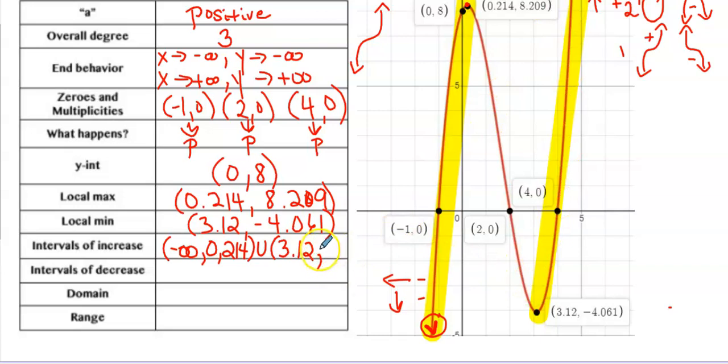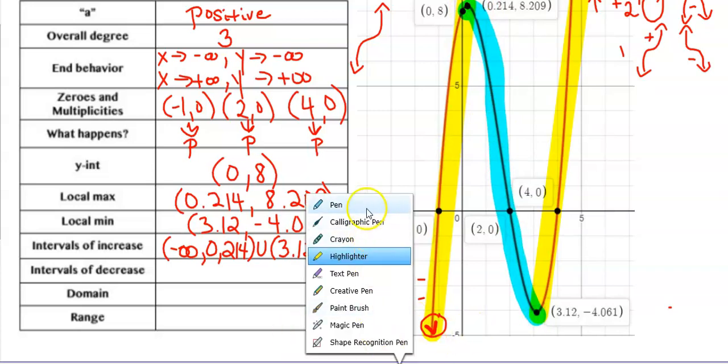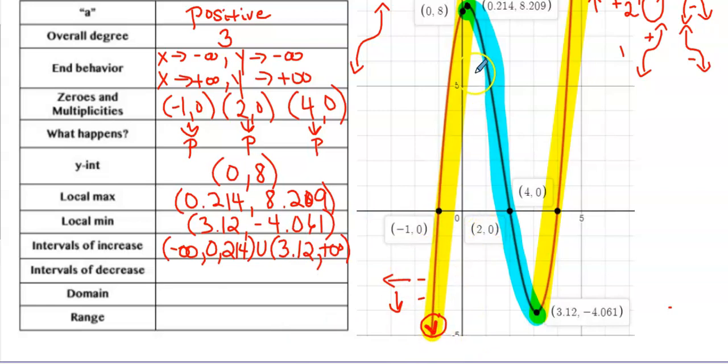And this one goes to positive infinity. I have 1 interval of decrease on this graph, and it's from here to here. Again, I'm going to argue that it should be parentheses, so I'm going to use parentheses on mine. This one goes from 0.214 to 3.12.